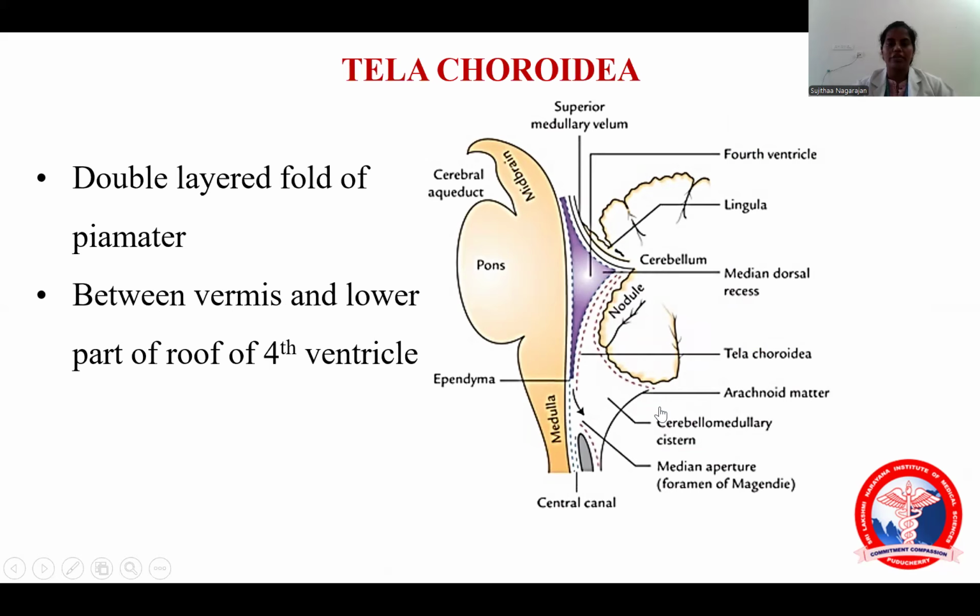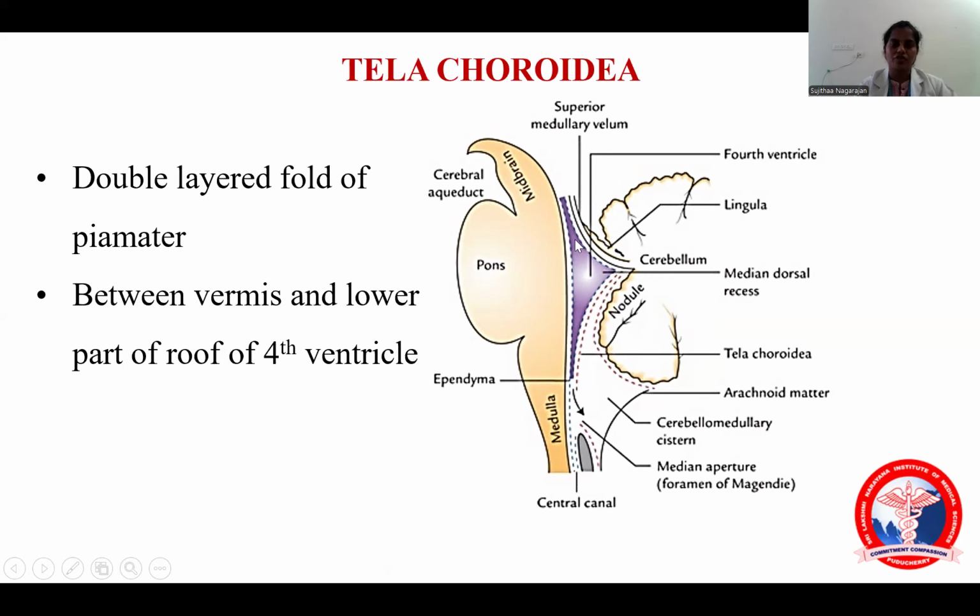Moving on to the tela choroidea. The tela choroidea is a double-layered fold of pia mater. It is located between the vermis and the lower part of the roof of the fourth ventricle.